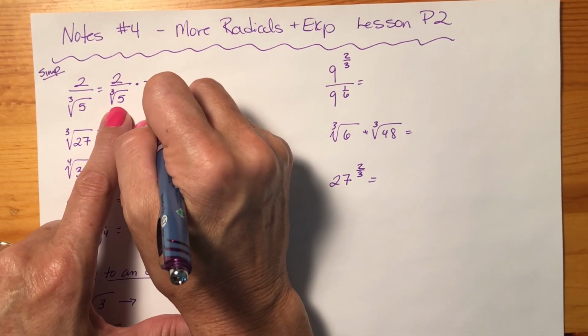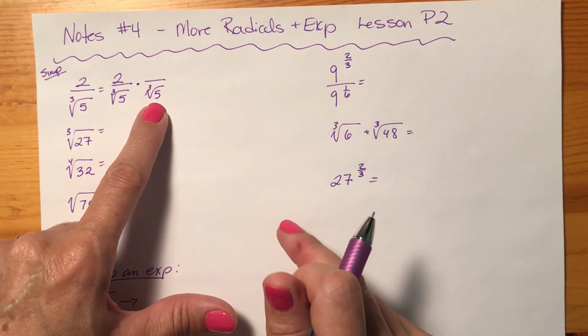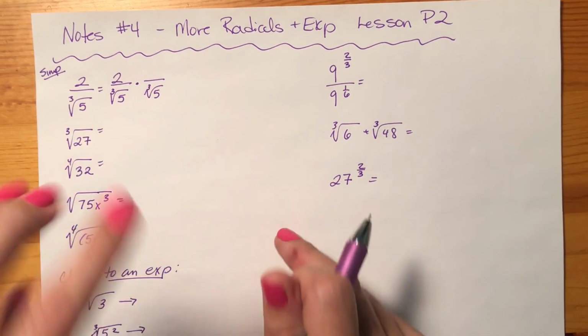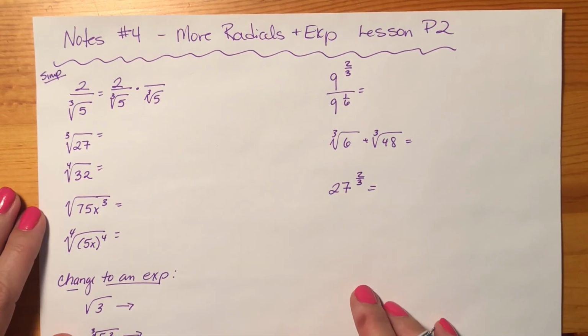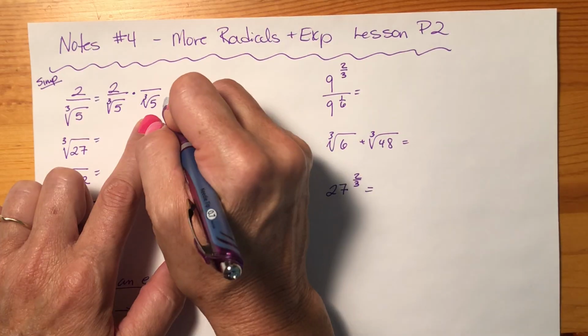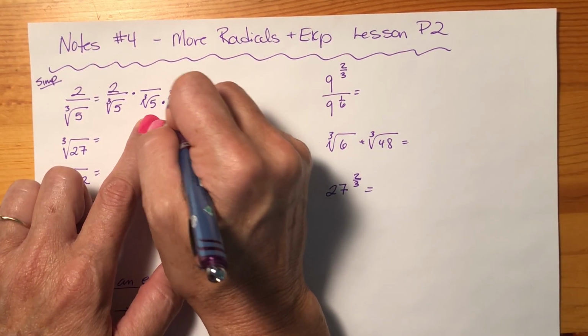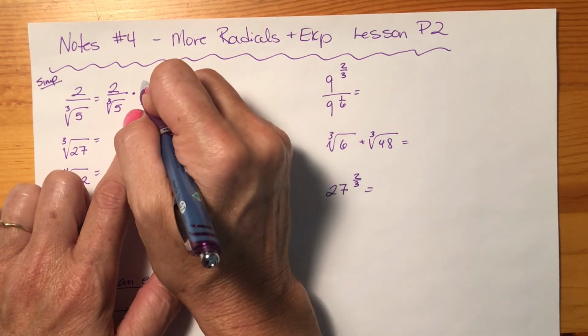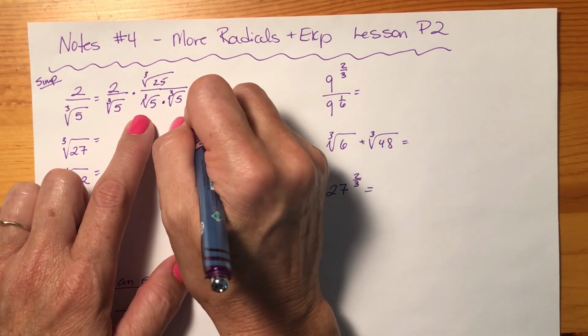But wait a minute. If I multiply the cube root of 5 times the cube root of 5, that's not going to give me 5. That index of 3 means I need a set of 3. I need triplets, right? So instead of multiplying by the cube root of 5, why don't I multiply by the cube root of 5 times the cube root of 5? Ooh, much more exciting. Or if you want, you could just say the cube root of 25. That's the same exact thing.